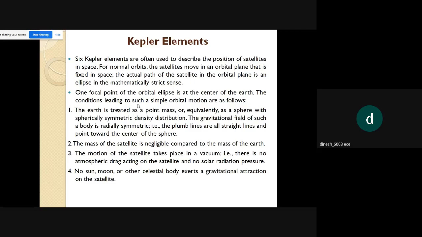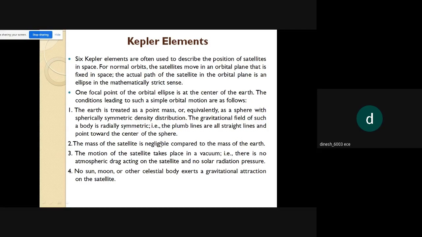One is treating the Earth as a point mass, or equally as a sphere with a spherically symmetric density distribution, and considering that the field of gravitation is always radially symmetric, so that all the plumb lines are straight lines and point towards the center of the sphere. All the plumb lines should focus towards the center of the sphere for considering the Earth's point mass.